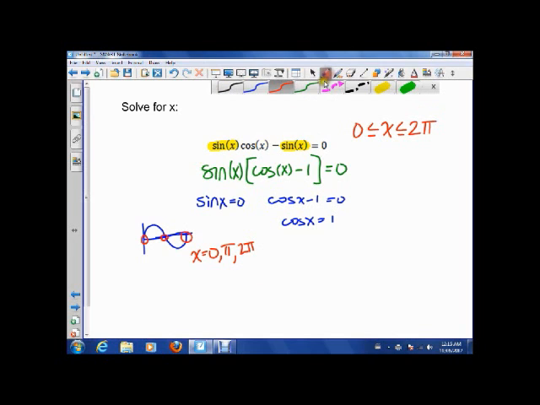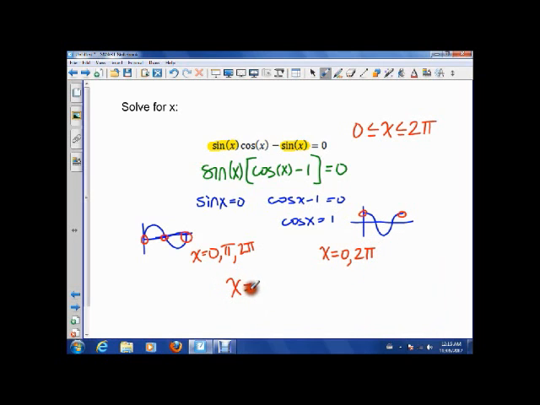Okay? And what about cos x? Well, cos x looks like that, right? So when is cos x equal to 1? Well, it's equal to 1 there, and it's equal to 1 there. Okay? So that means that x is 1 at 0 and at 2 pi. So that means that in total, our solutions are x is 0, pi, and 2 pi. Okay? All right. So remember, we factored first, and then we solved.